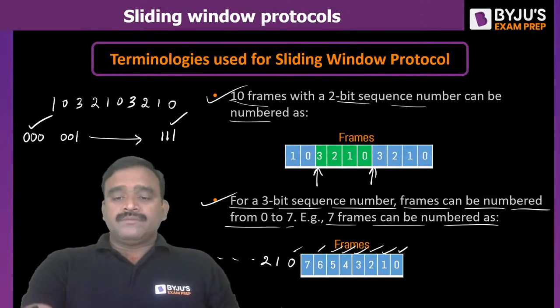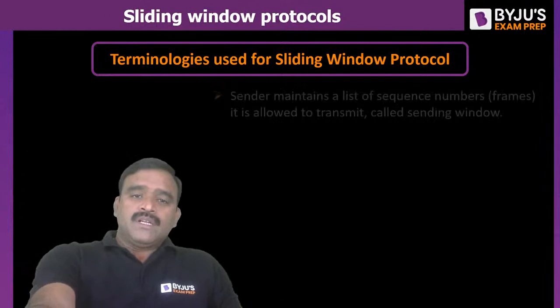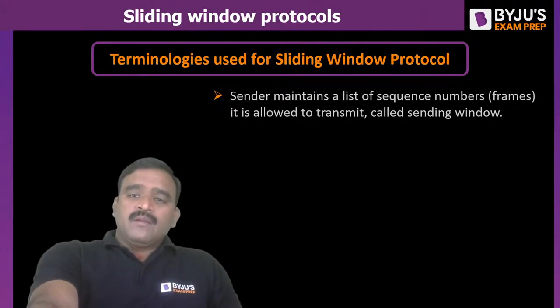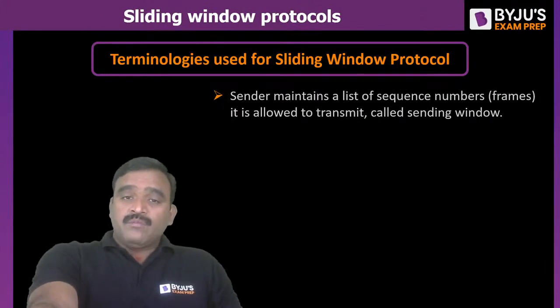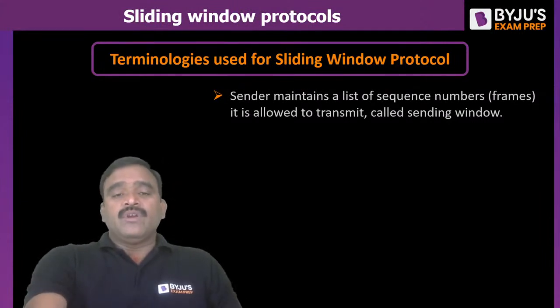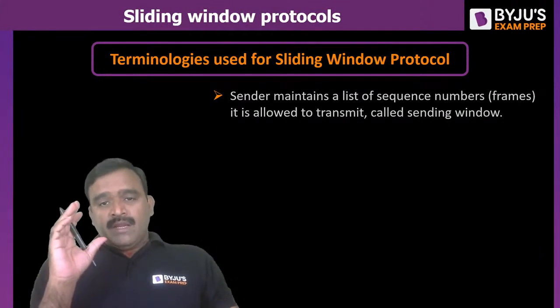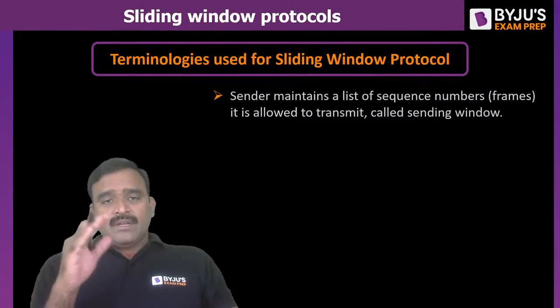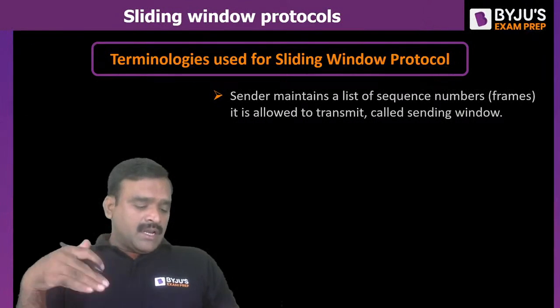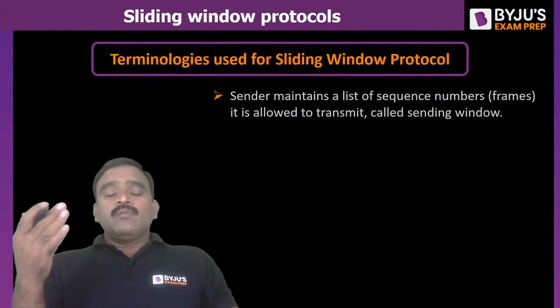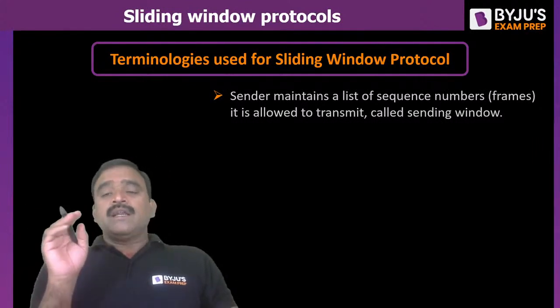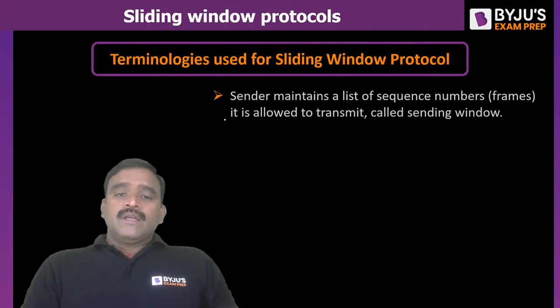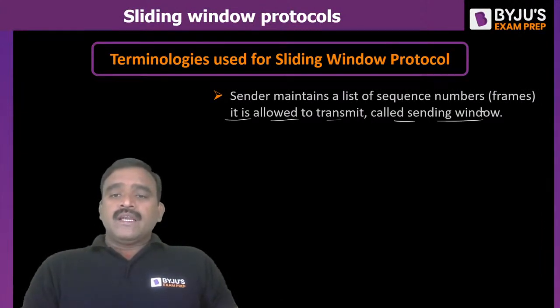Now, you see this terminology is continued. Let us suppose the sender maintains a list of sequence numbers. Those are called the frame numbers. The frames it is allowed to transmit are called the sending window. What does the sender maintain here? The sender maintains a list of sequence numbers. Whatever frames are ready to be transmitted are available in the window, which is called the sender's sliding window. So those frames it is allowed to transmit are called the sending window.